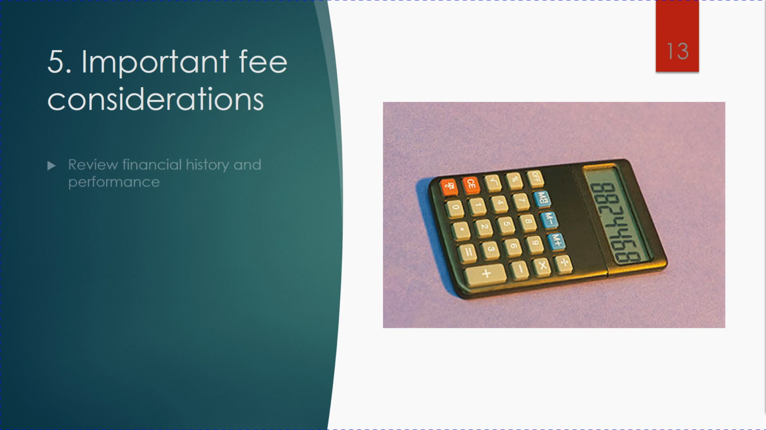Number five, review the financial history of the building and the performance over time. Now you can get the financial history from the previous managers or from the owner. That history will tell you how complex the building is when it comes to management activity, and that will give you some guidelines for the future.